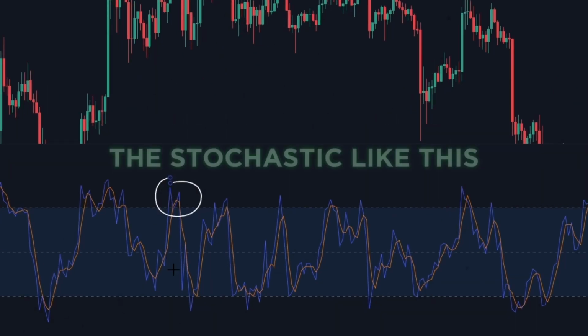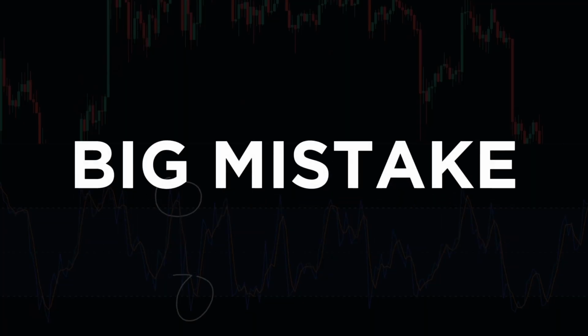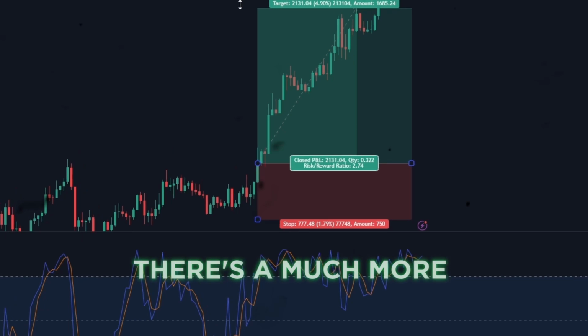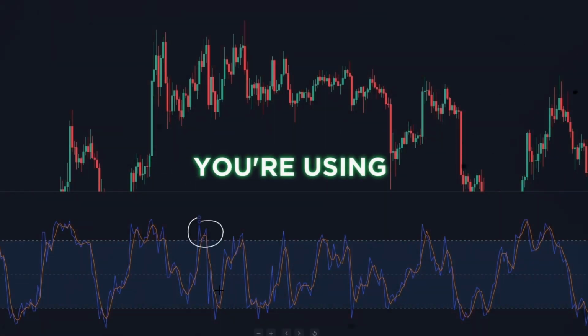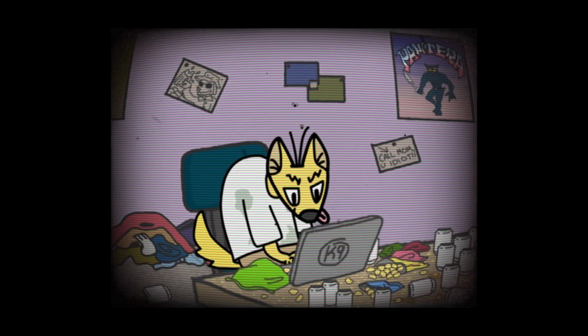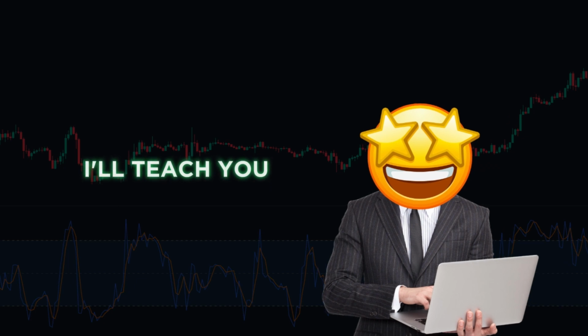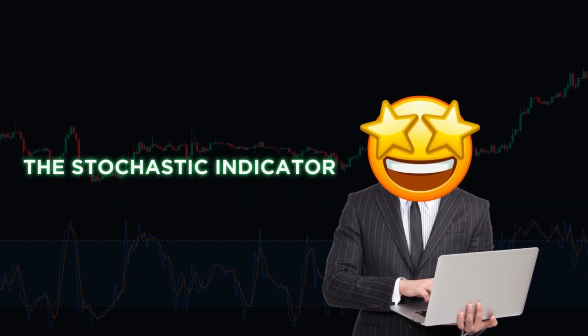If you're still using the stochastic like this, then you're making a big mistake. What? There's a much more profitable way to use the stochastic indicator. I don't blame you if you're using the stochastic like this because this is often what you find in books and on the internet. So be happy because now I'll teach you the best way to use the stochastic indicator.